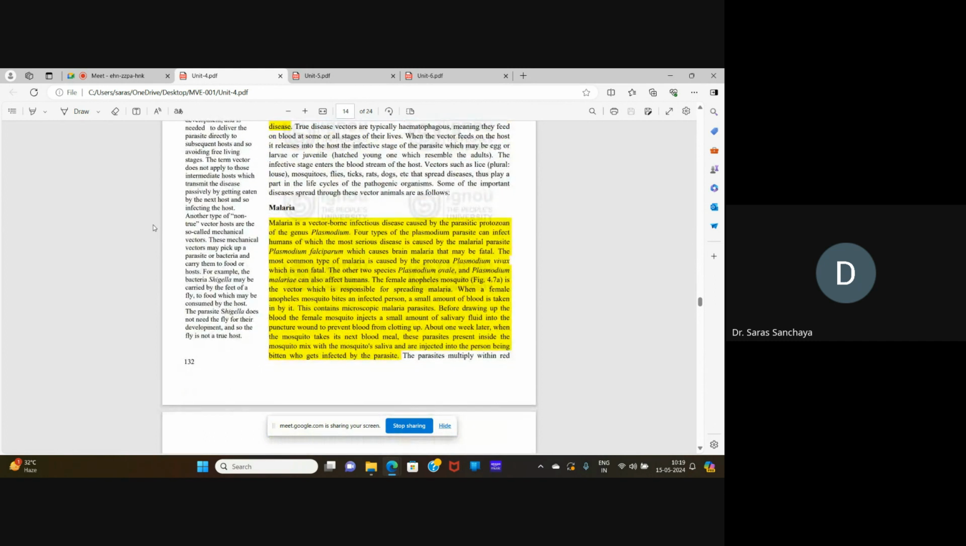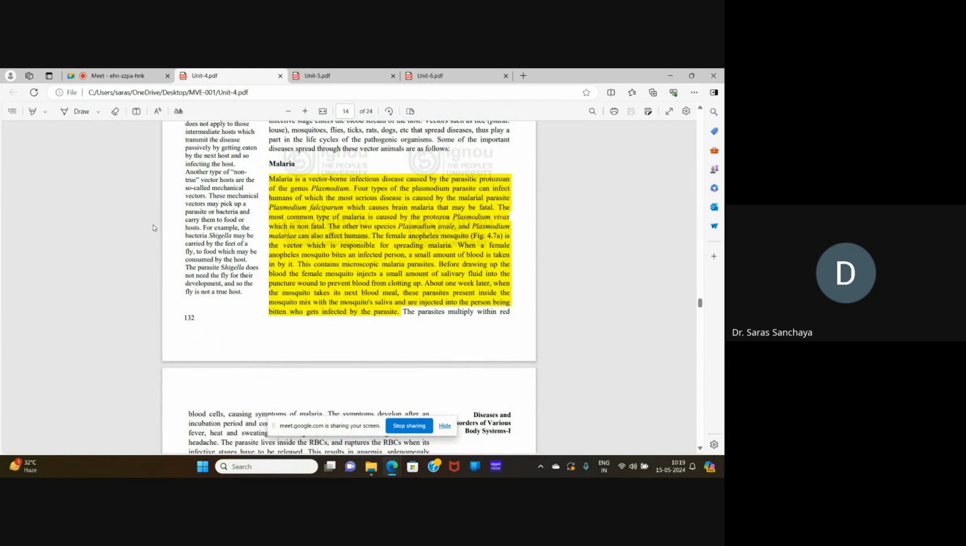Best example is malaria. Malaria is a vector-borne infectious disease caused by parasitic protozoan of the genus Plasmodium. Four types of Plasmodium parasite can infect humans, of which the most serious disease is caused by the malaria parasite Plasmodium falciparum, which causes brain malaria that may be fatal. The most common type of malaria is caused by protozoa Plasmodium vivax, which is non-fatal. The other two types are Plasmodium ovale and Plasmodium malariae, which can also affect humans.